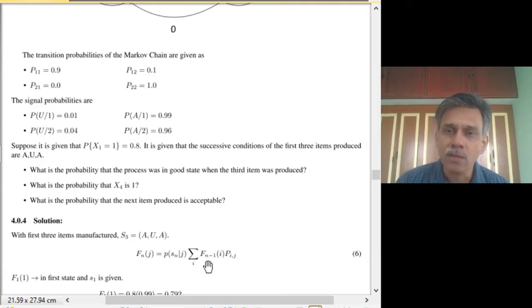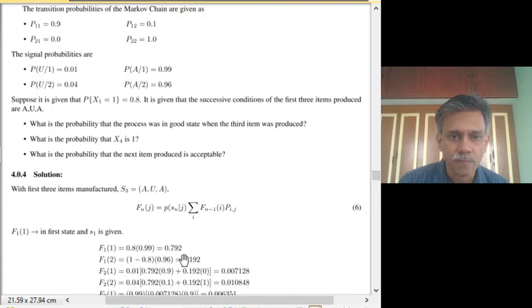So if you are in state 1 and produced an unacceptable quantity in state 1, because that again is known, then that will be given by F1 of 1 or F1 of 2. So these are the two possible things which we have to take from what we have calculated here. And these are the transition probabilities which can be found out from the Markov chain. So let's do it. F21.